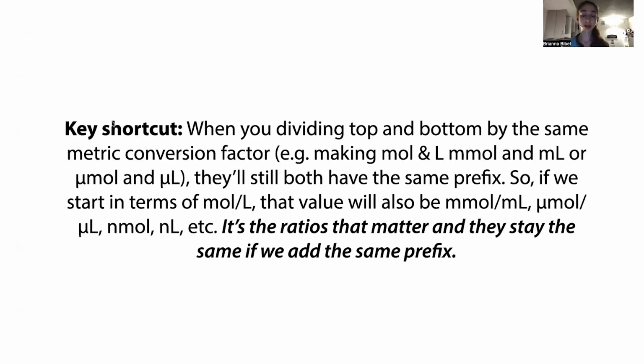So a key shortcut to recognize is that when you're dividing the top and the bottom by the same conversion factor, making moles and liters into millimoles and milliliters, or micromoles and microliters, they both still have the same prefix. So if we start in terms of moles per liter, that will also be millimoles per milliliter, micromoles per microliter, nanomoles per nanoliter, etc. It's the ratios that matter, and they stay the same if we add the same prefix.